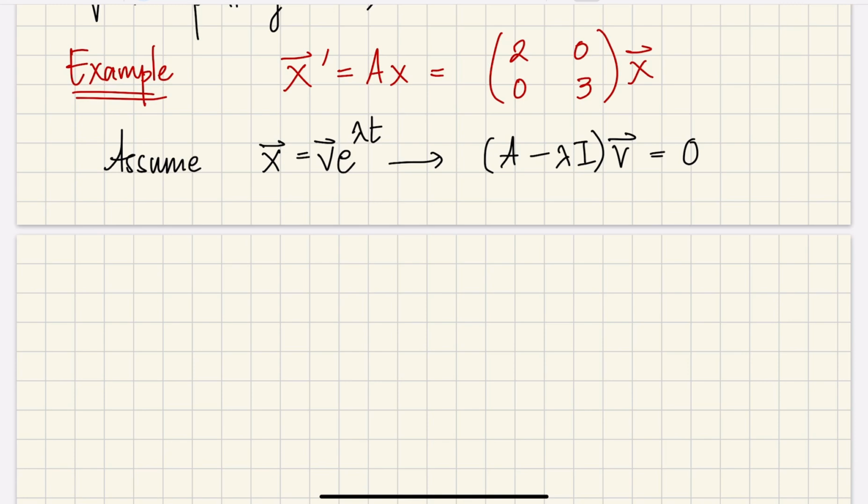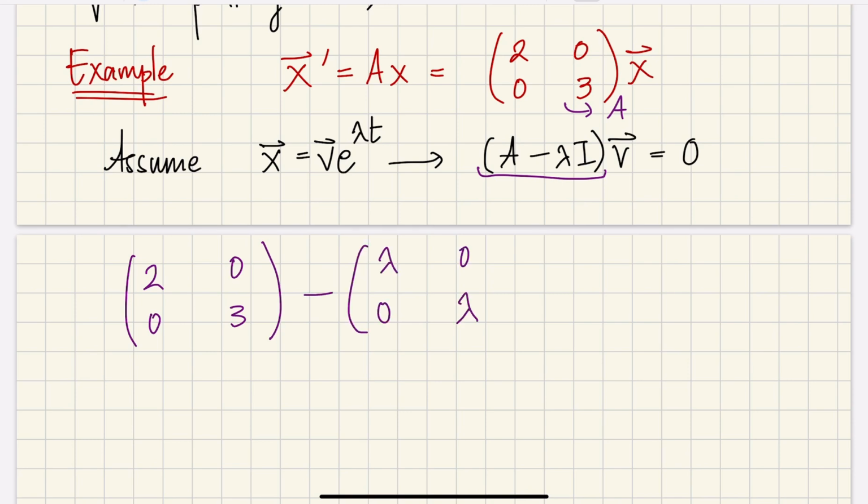So if I perform this on this A, I get A minus lambda I equals [2 minus lambda, 0; 0, 3 minus lambda].